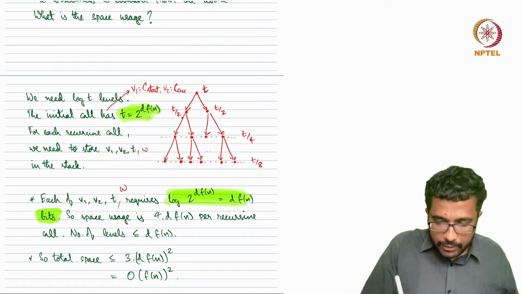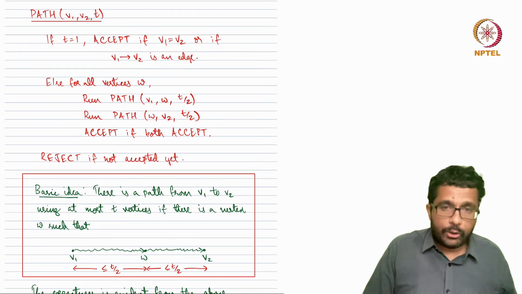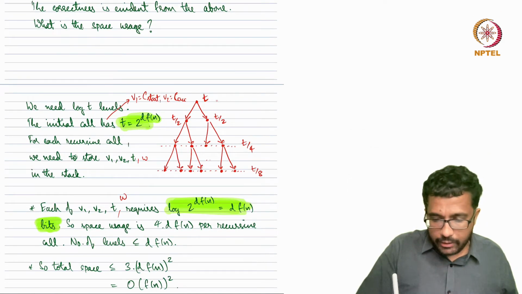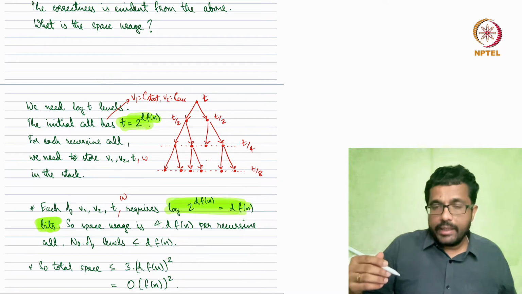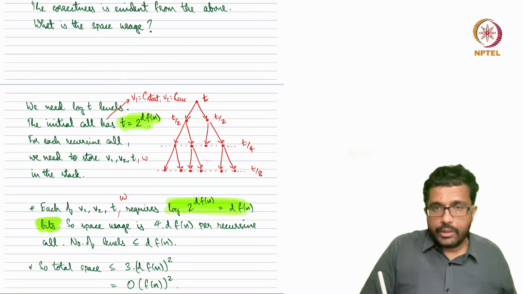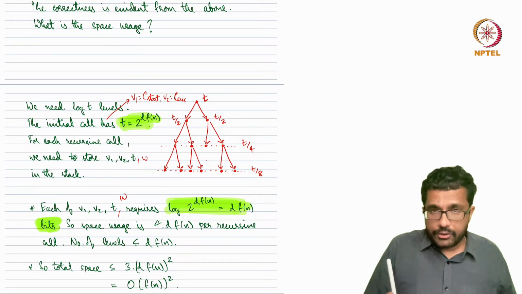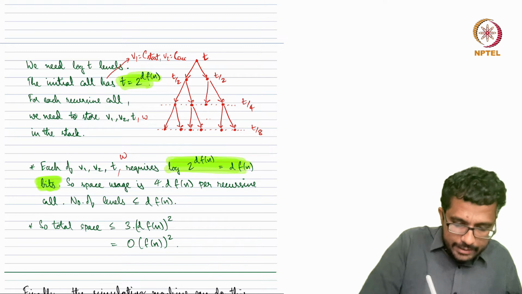So t will become t by 2, t by 4 and so on, but how many levels can it go? We know that the base case is when t equals 1. So how many levels does it require to reach 1? Every time it halves, so we need log t levels for it to reach 1. So this tree has log t levels. The number of levels is dfn, which is just log t, right?